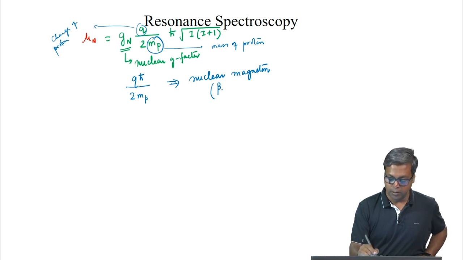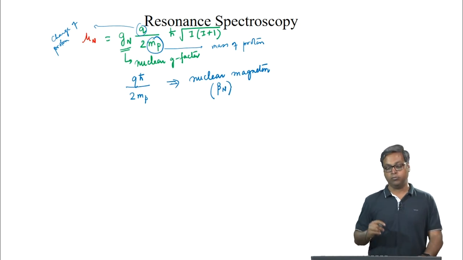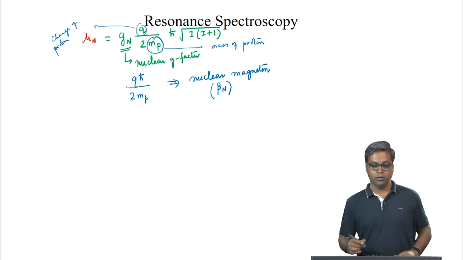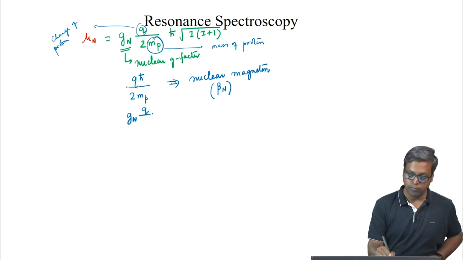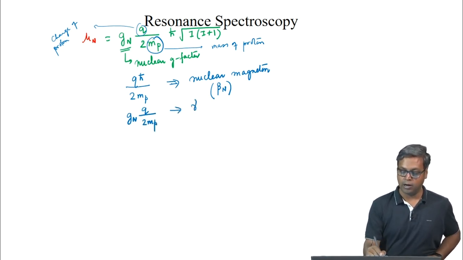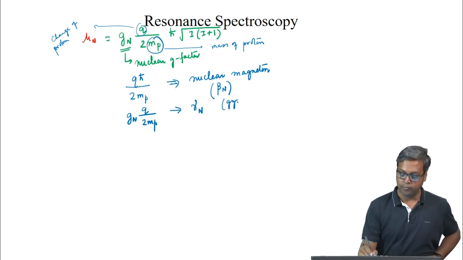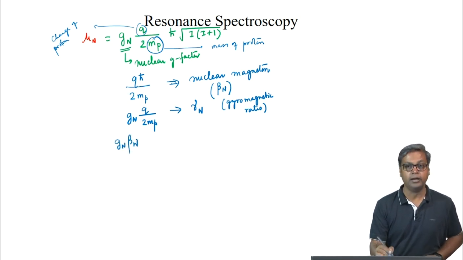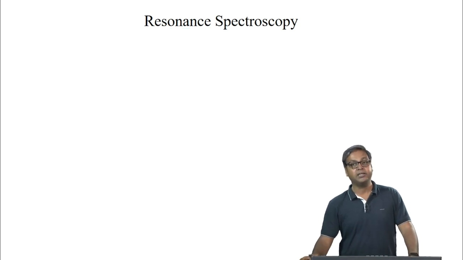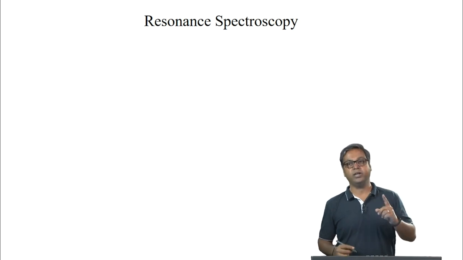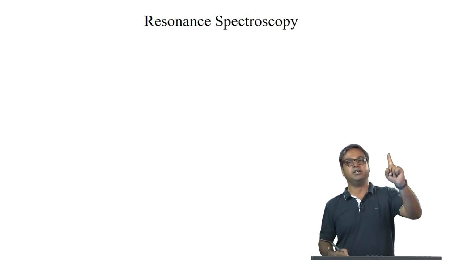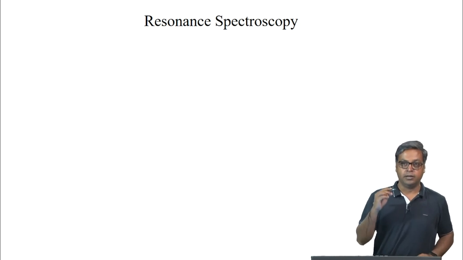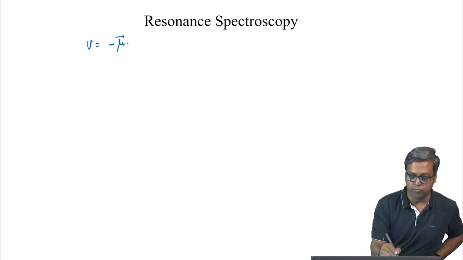So, it is denoted by beta, but we have beta sub n, n stands for nucleus or nuclear. As in the case of the electron, we can also define g n q by 2 m p as gamma n, where this is the gyromagnetic ratio. And like we saw in the last lecture, we can write g sub n beta n equals gamma sub n h cross. So, a magnetic dipole for a given orientation in a magnetic field, which is given by let us say B and which is along the z direction, has its potential energy, which we can write as V equals minus mu dot B.